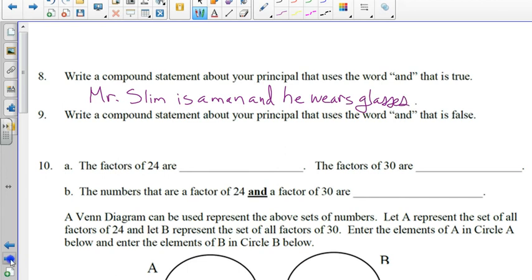Write a compound statement about your principal that uses the word and that is false. He is female and she wears glasses.